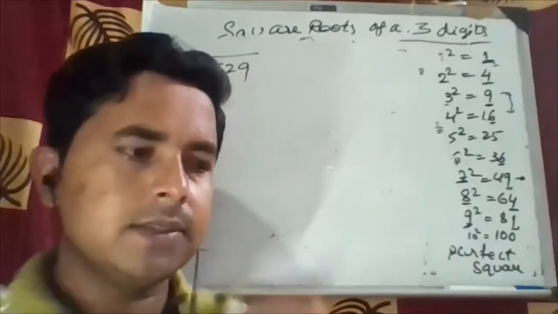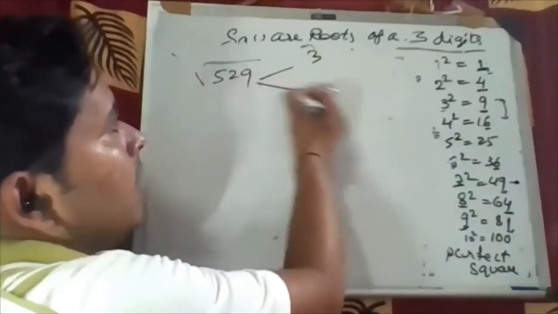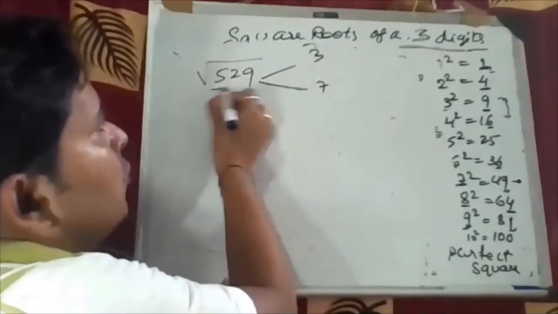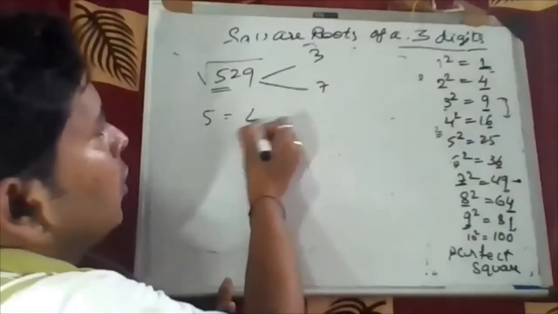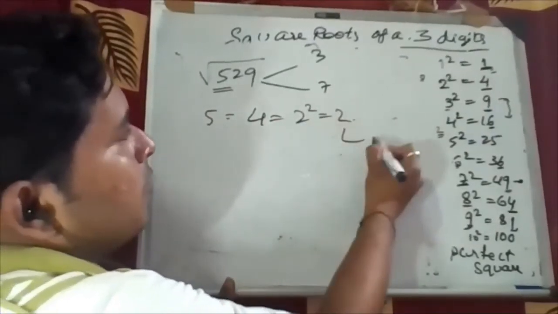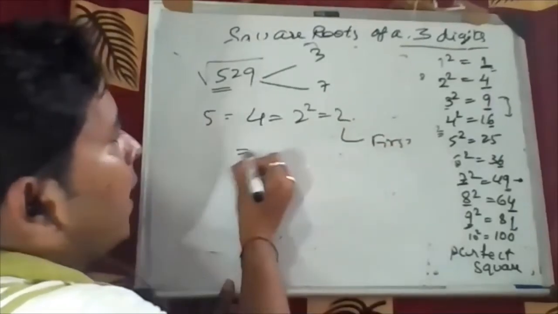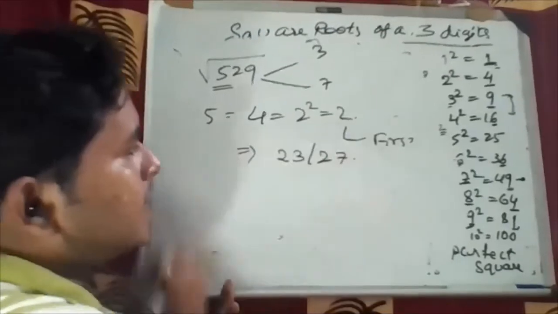23 is the answer. So how do we solve it quickly? The unit digit will be either a 3 or a 7. So what is the first digit? 5 is nearest to 4, and 4 is the square of 2. So 2 is the first digit. So my answer may be 23 or 27.